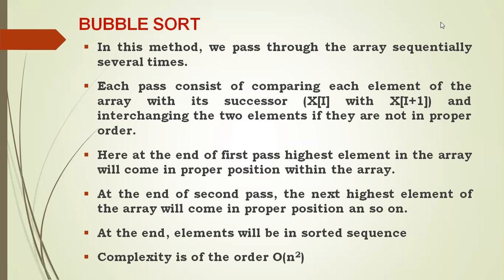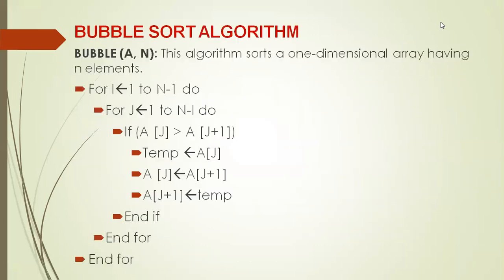Let us consider with an algorithm how the bubble sort technique works. Bubble(A, n). This algorithm sorts an array A containing n elements. Let us see. For loop i varies from 1 to n minus 1, because if there are n numbers, the number of passes involved is n minus 1. Suppose your array has 5 numbers, n is 5, 5 minus 1, how much? 1 to 4. That means first time the i value will be 1, next time it is 2, next time it is 3, and last time it is 4.